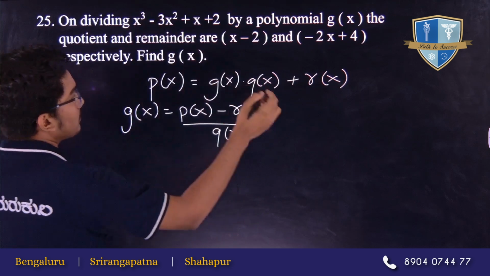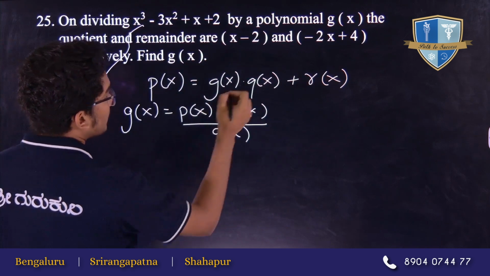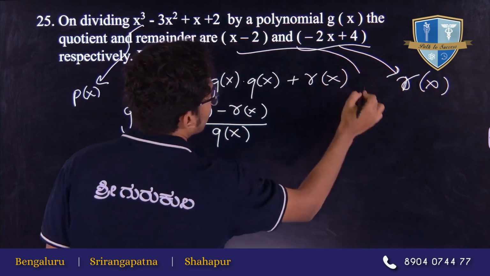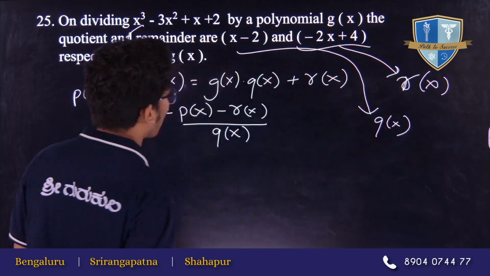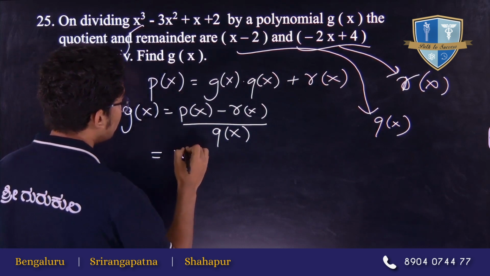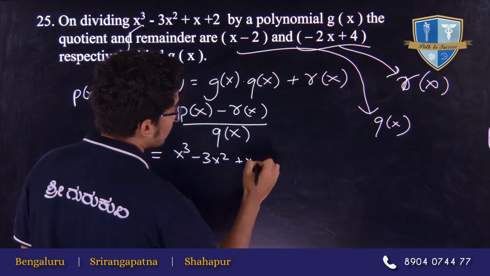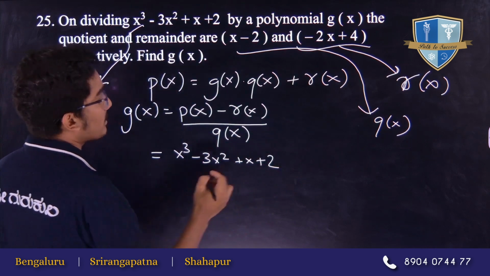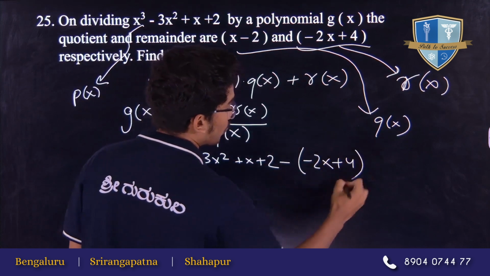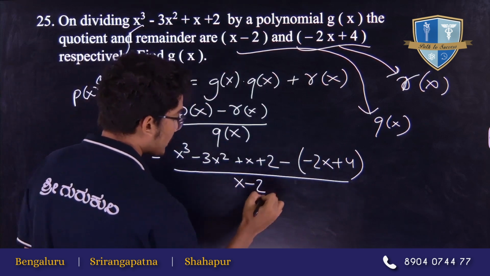Now p of x we know, this is our p of x. R of x we know, this is our r of x, and this is our q of x. We'll put all the values here and we can find g of x. So p of x is x cube minus 3x square plus x plus 2, minus r of x, which is minus 2x plus 4, divided by q of x, which is x minus 2.